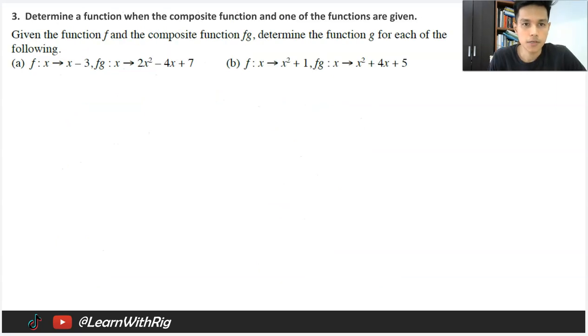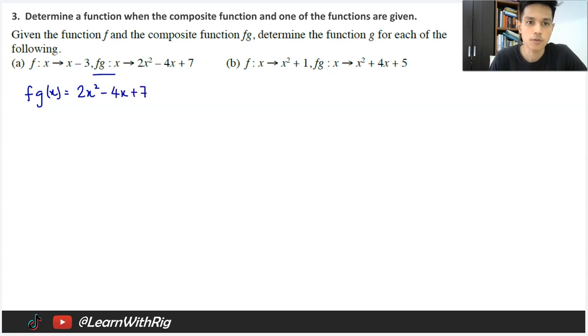Next, given the function f and the composite function fg, determine the function g for each of the following. Okay, so this is actually pretty straightforward, right? It's actually the same concept. I want you to apply the same concept as the previous questions. So let's see A. They gave you fg, correct? fg(x) is equal to 2x squared minus 4x plus 7.